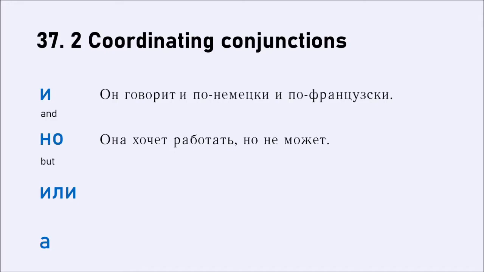Yes, работать we know means to work. Может is third person singular conjugation of мочь. Very important modal verb that means to be able to. Она хочет работать, но не может.